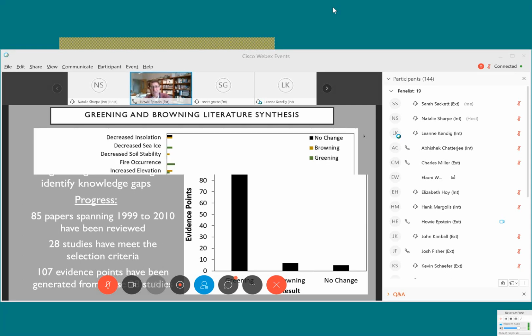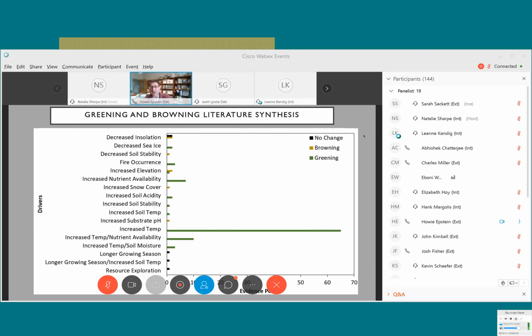And this is the graph that shows the drivers. And if we look at the drivers of greening, we see that increased temperature is a large majority of at least the suggested drivers of tundra greening. Following increased temperatures, increased nutrient availability, and the interaction between increased temperature and increased nutrient availability. And then you can see some of the drivers of browning: decreased insolation, elevation gradients, increased snow cover, et cetera. Next slide, please.